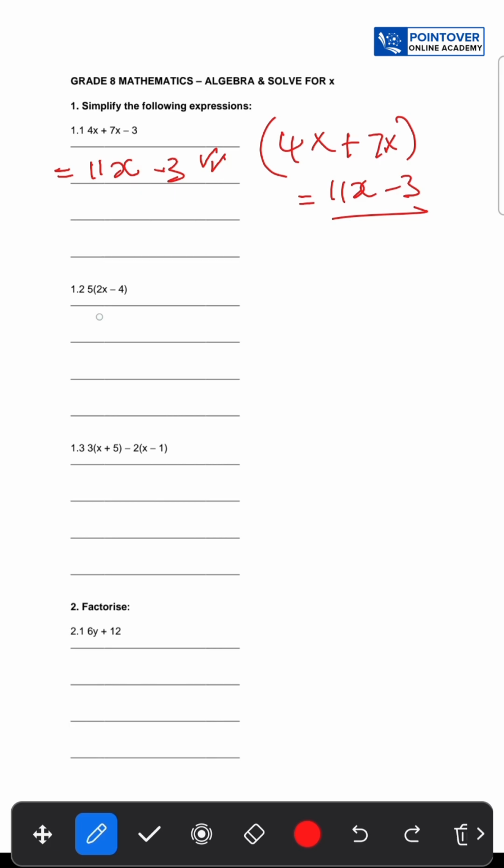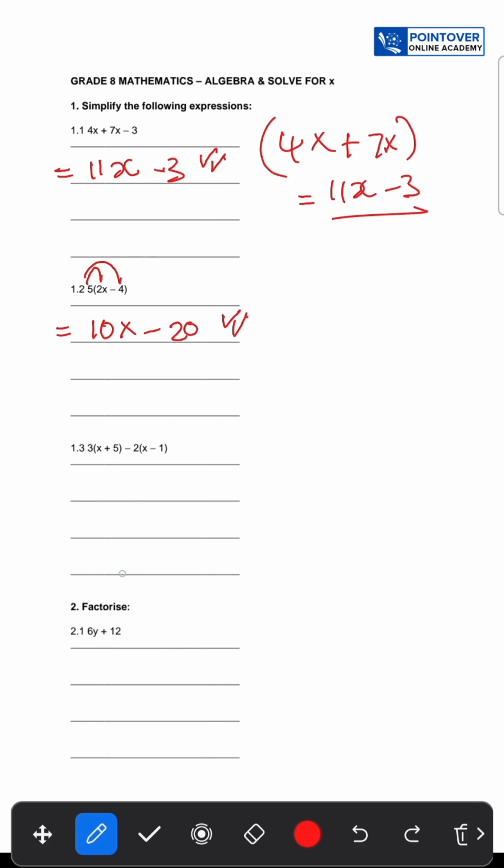Number two, which is 1.2, they gave us 5 open bracket 2x minus 4 close bracket. So we're supposed to multiply in here. We're going to have 5 multiplied by 2x and 5 multiplied by negative 4. So it's going to be 10x. Let's write this properly. 10x and then 5 multiplied by negative 4, we're going to get negative 20. All right, and that's about it. Simple as that. Nothing complicated.